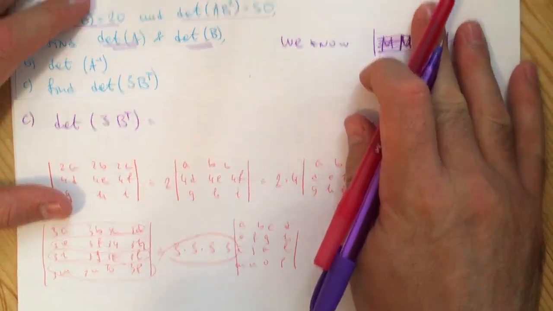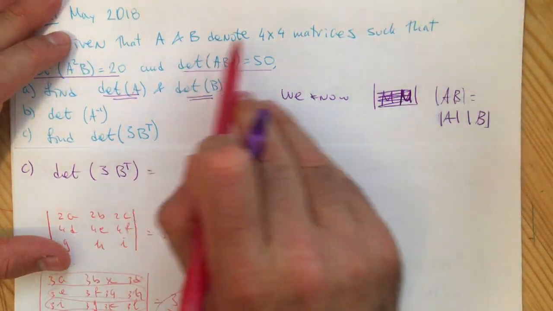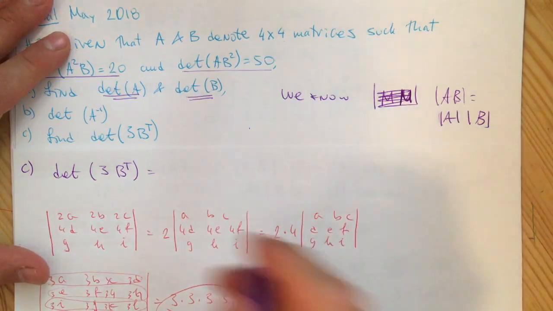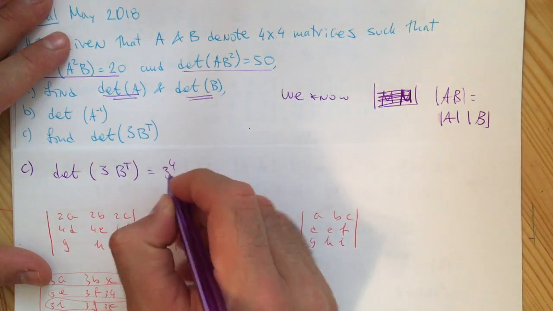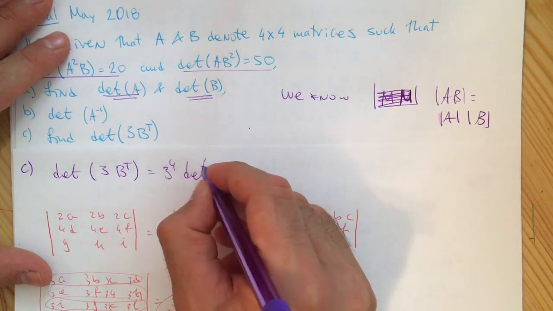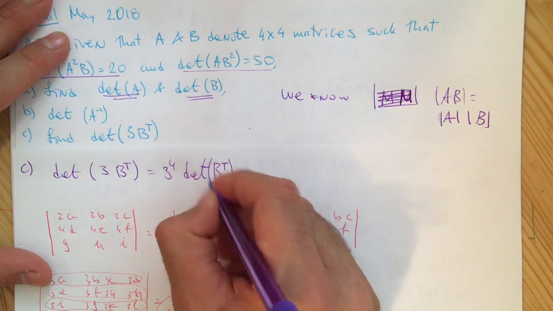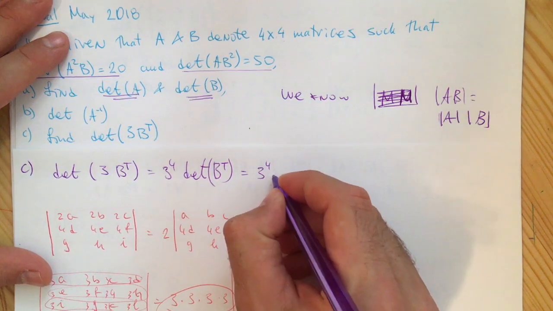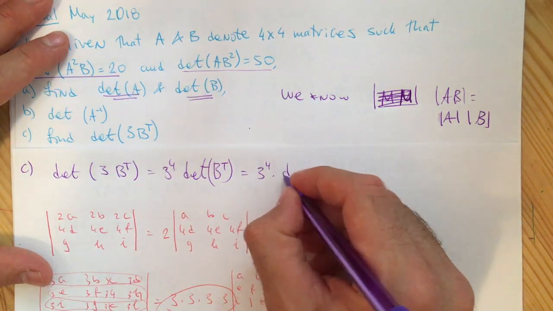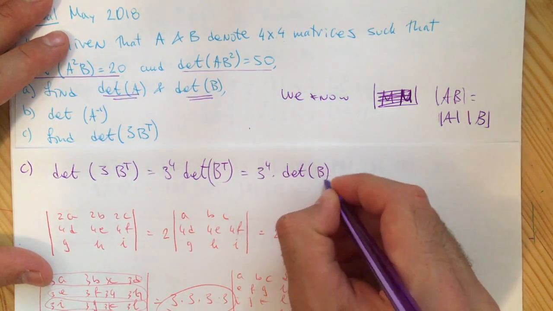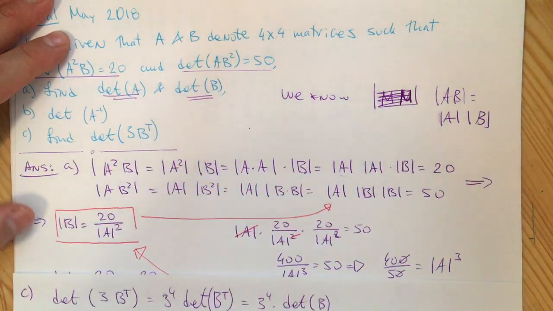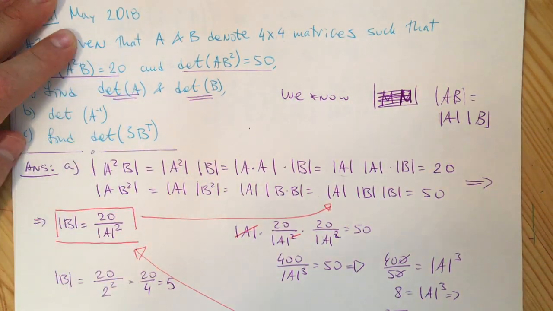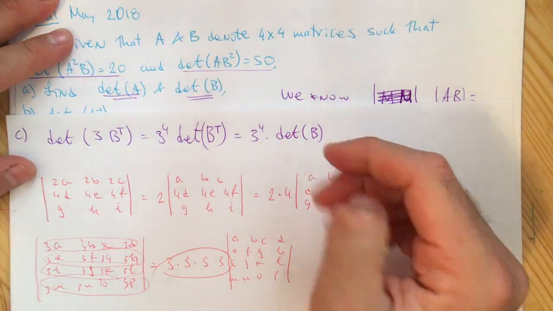Why? Because B is a 4 by 4 matrix. So this is equal to 3 to the power of 4 times the determinant of B transpose, but the determinant of B transpose is the same as the determinant of B. And we evaluated that right here, that's 5. Determinant of B is 5.